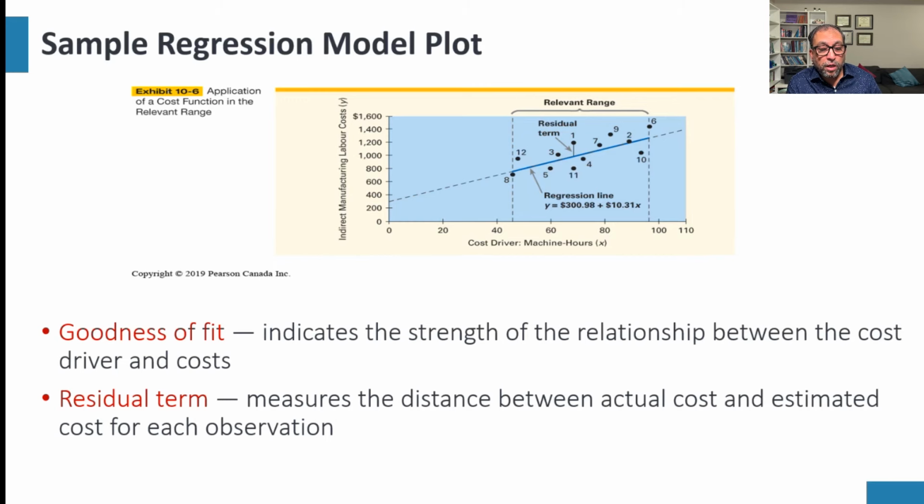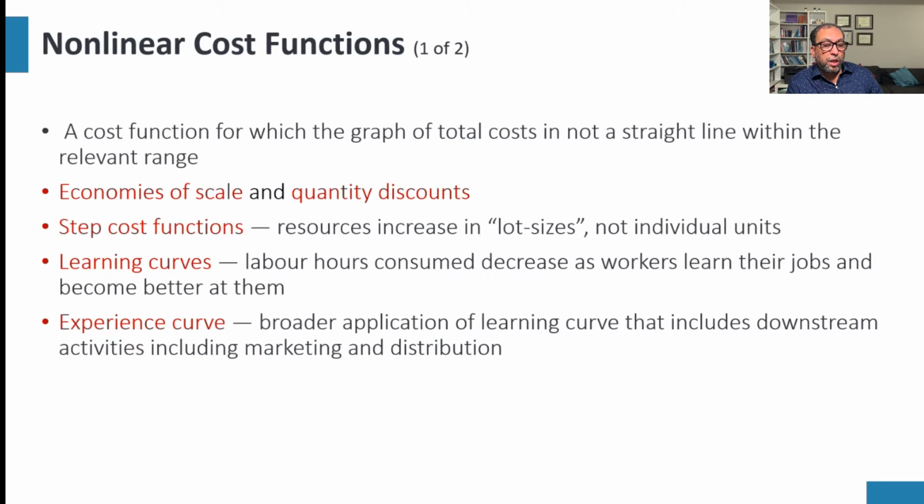But here it's coefficients. This is a y-intercept, or we can call it a constant. And this one is our coefficient for x, which is also the slope of this curve over a relevant range. So the cost function for which the graph of a cost is not a straight line within the relevant range can be because of the economies of scale and the quantity discount.